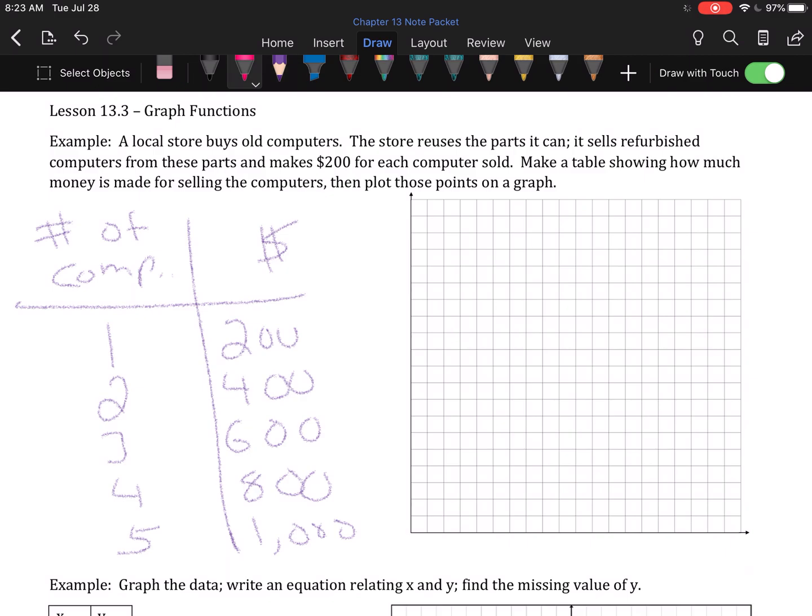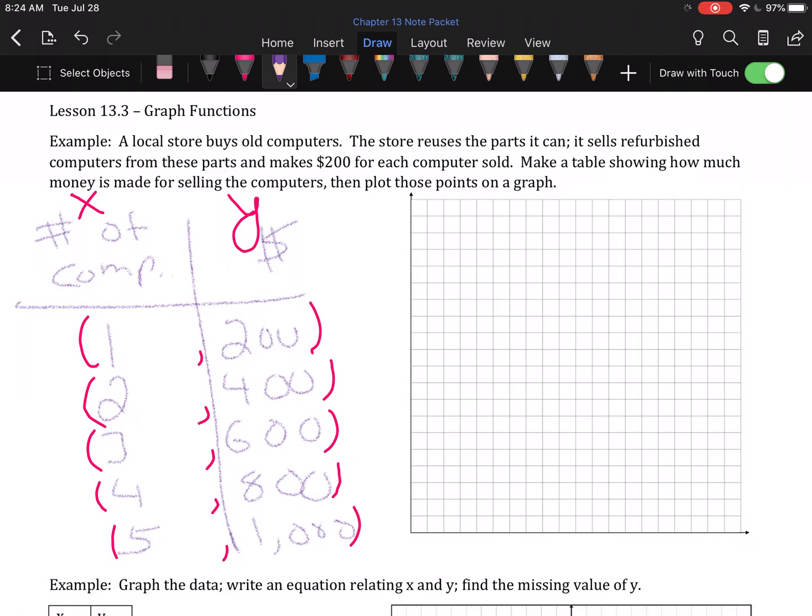Now, this is a table of values. The left column are X numbers and the right column are Y numbers. And secretly, these are all ordered pairs. If I just fill in some parentheses and some commas, these are the ordered pairs (1, 200), (2, 400), (3, 600), (4, 800), and (5, 1000). We have to plot these points.